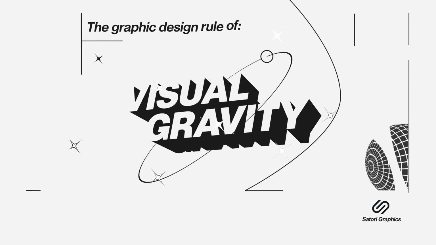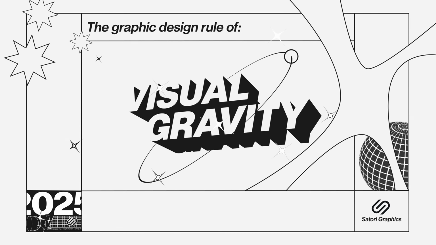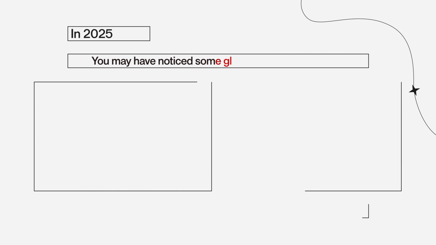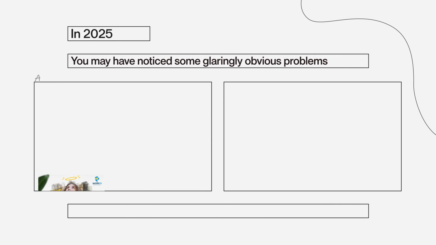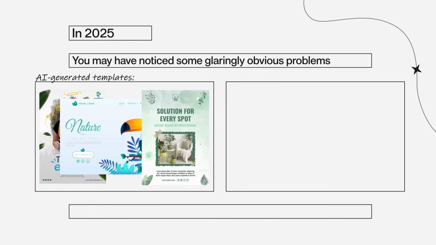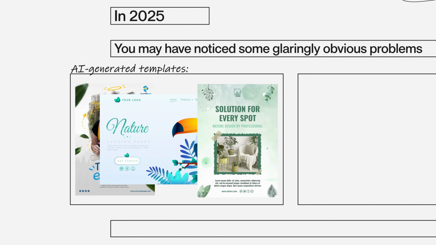The graphic design rule of visual gravity is more important than ever in 2025. As a graphic designer, you might have noticed some glaringly obvious problems. One being AI-generated templates and designs flooding the internet. Everything is starting to look, well, the same.